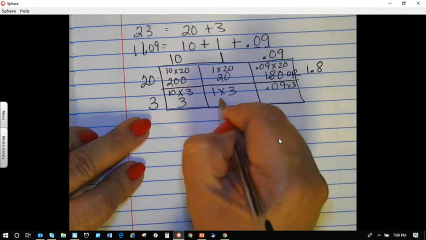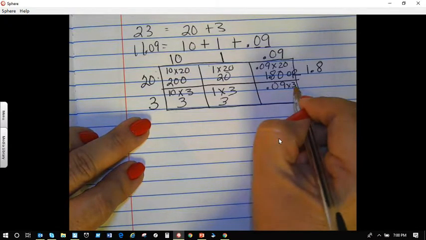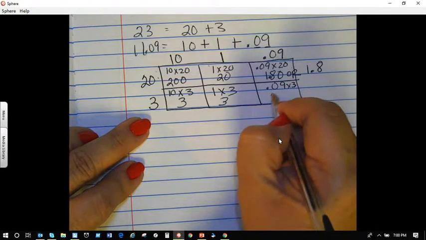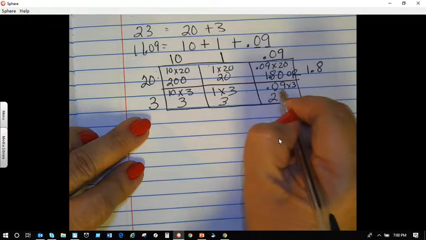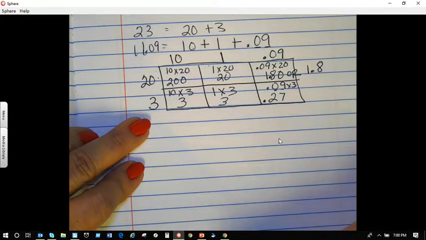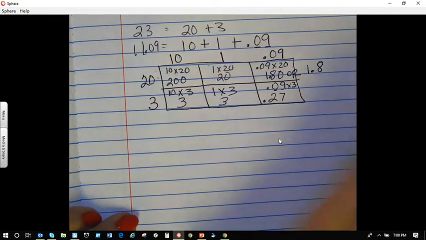1 times 3 is 3. And now we'll multiply it this way. 3 times 9 is 27. I need to move it over 2 times, and so it's going to be 27 hundredths. All right, now let's look at our answer choices.